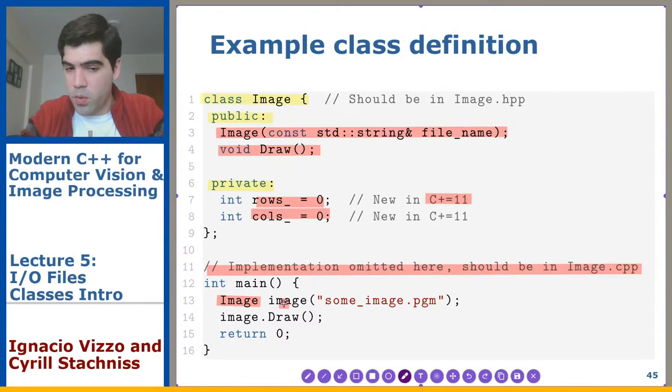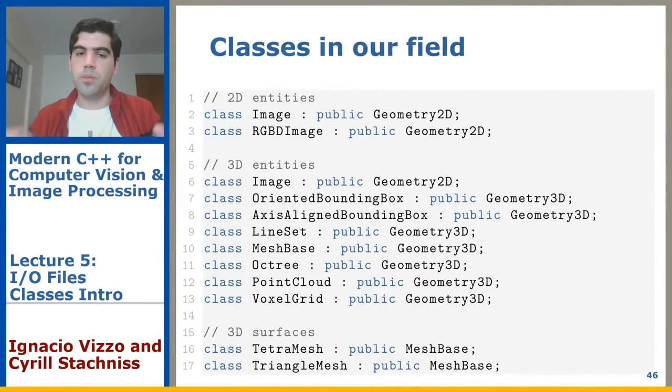So you create a new image, the name. It's the same as naming any other variable. And then the type is going to be image. And then if you inspect the constructor, you need to provide the file name. So you say, okay, my file is in some image.png. And then I want to draw this image to the screen.